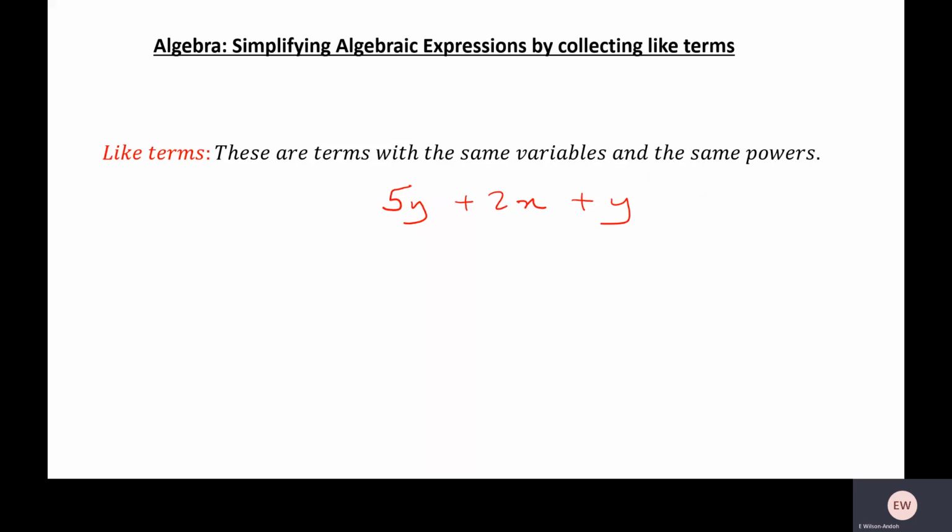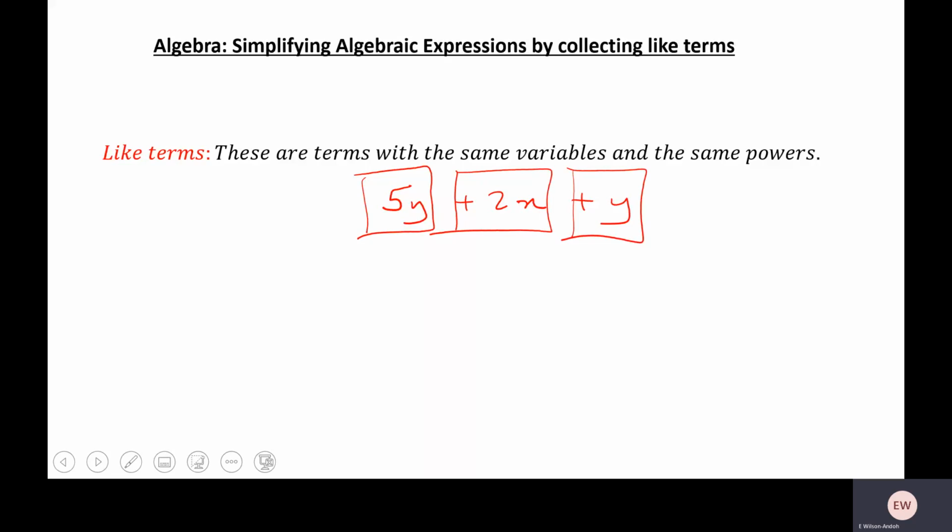And looking at the definition given, it says terms with the same variables and the same powers. So in this expression, we have three terms. The first term is this, the second term is that, and the third term is that. Now, when we compare the first term with the second term, we can see that they do not have the same variable. This one has the variable y, this one has variable x. So the two are not like terms.